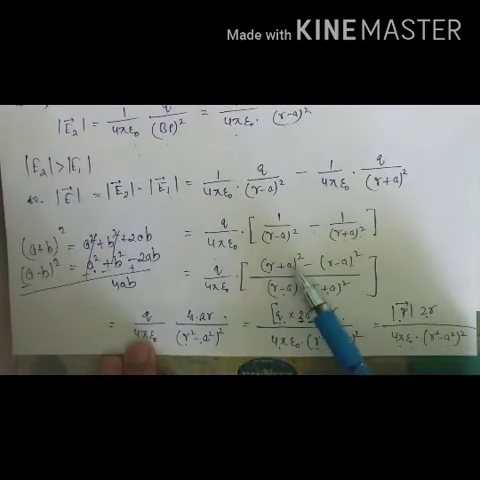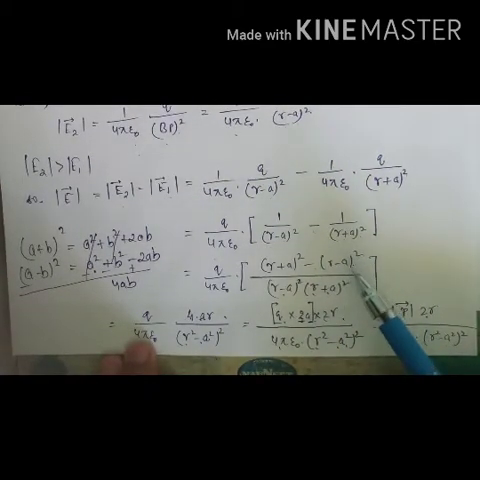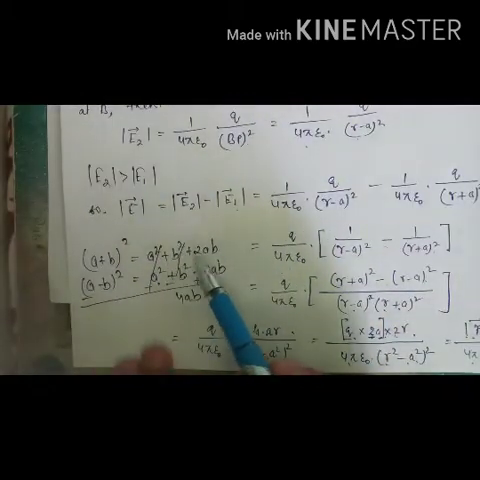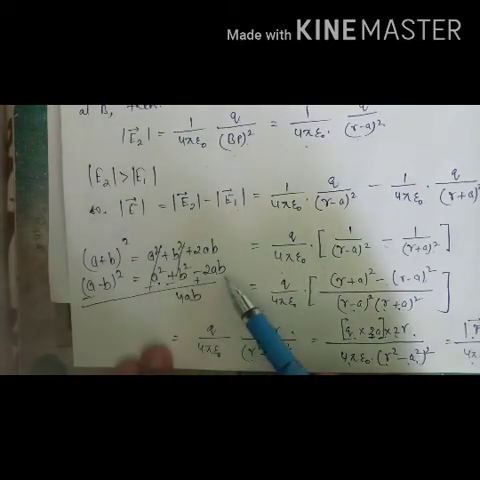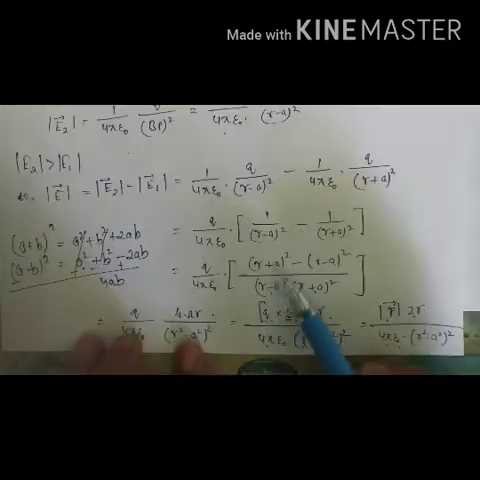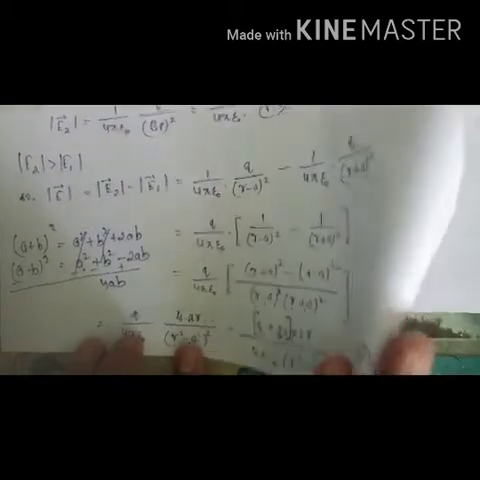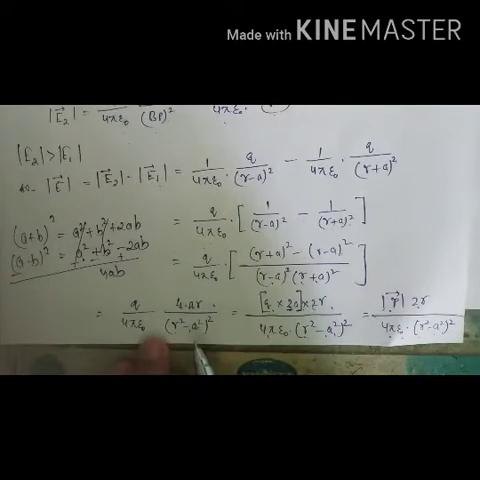For (r plus a) whole square minus (r minus a) whole square, this is a formula. We have (a plus b) whole square equal to a square plus b square plus 2ab, and (a minus b) whole square equal to a square plus b square minus 2ab. Subtracting both of them, we get 4ab. So we have 4 into a, and b is r, so 4ar upon (r square minus a square) whole square.